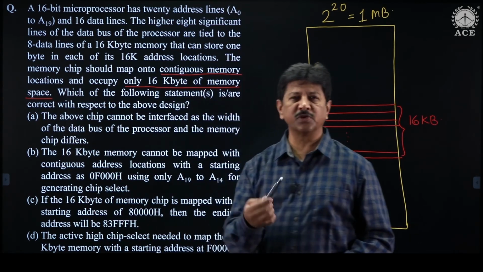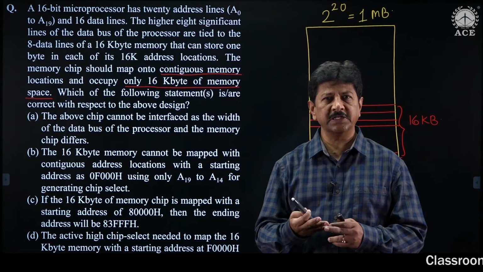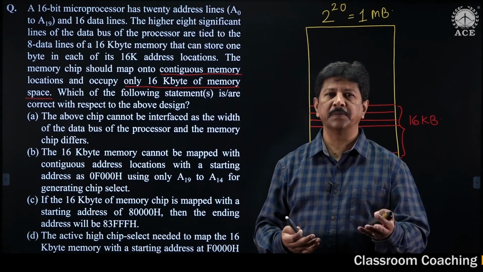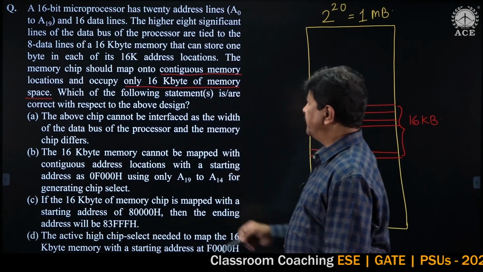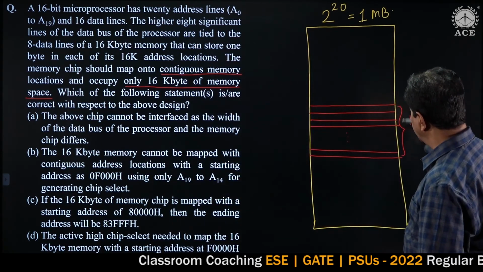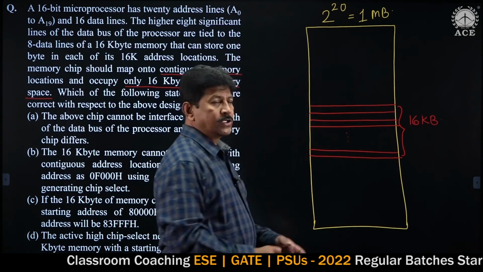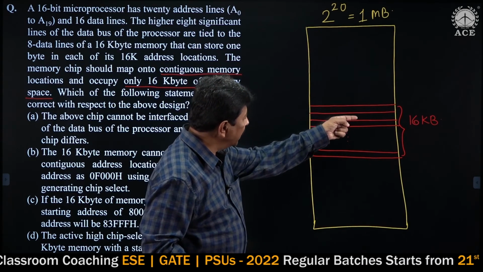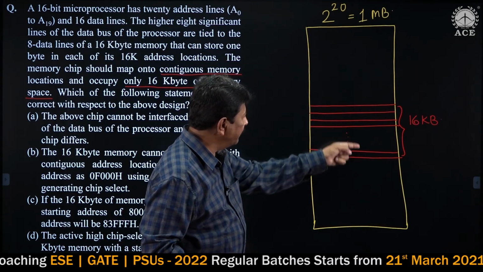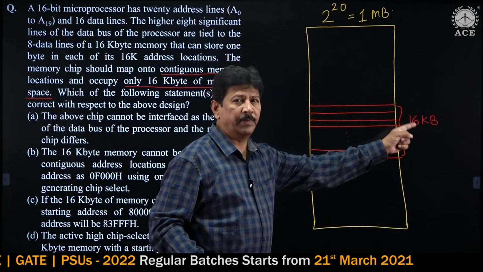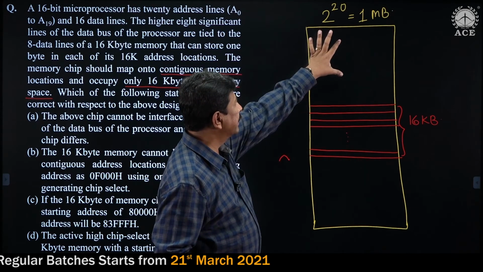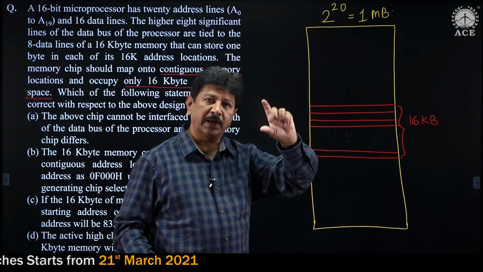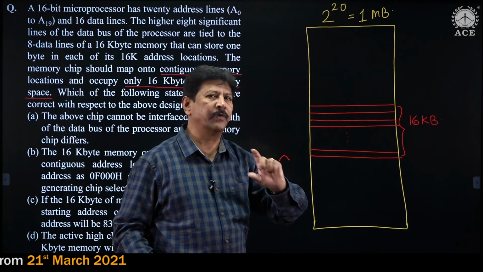So this is an MSQ question. Maybe one answer is correct, or more than one statement may be correct. Let us see one by one. According to the description, first we should understand that this is your 16 kilobyte memory. It should have continuous memory locations in this particular fashion. It may be here, it may be here, or it may be here. It can be anywhere, but you should have a continuous allotment for that.